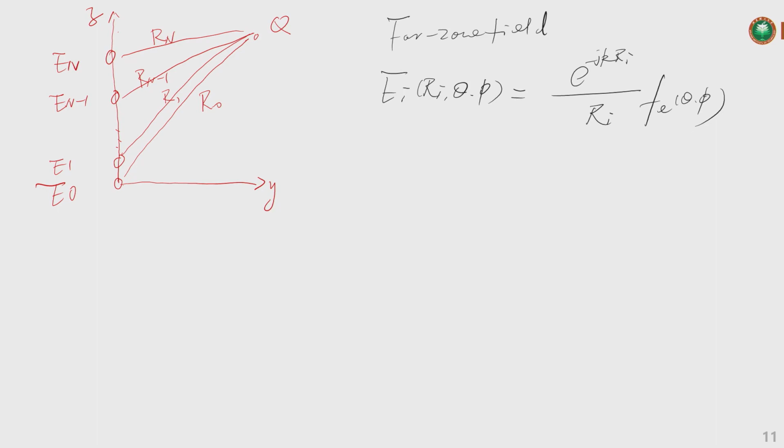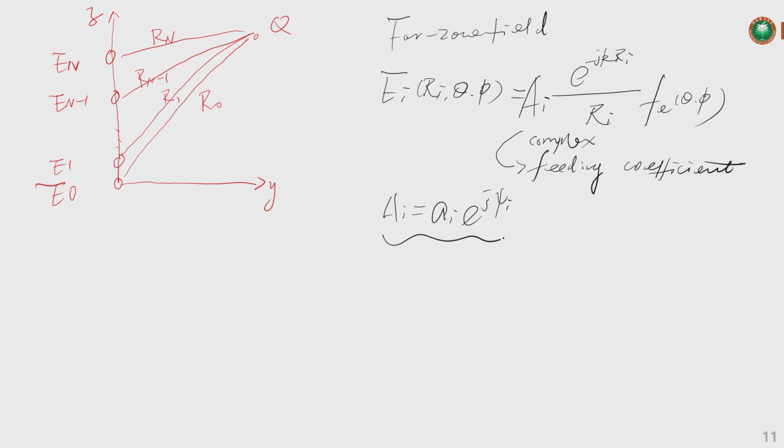And because each element has a feeding coefficient, we call it A_I, the feeding coefficient. And the feeding coefficient is also complex. So A_I can be expressed as the amplitude a_I times e^(j psi_I). This parameter represents the feeding coefficient. It has an amplitude and also a phase.